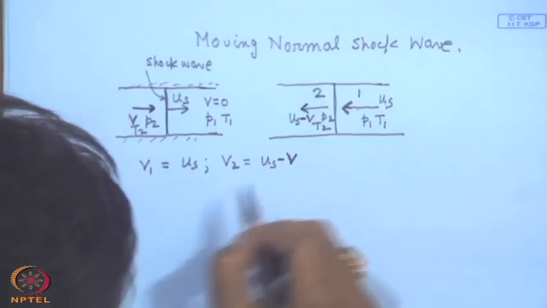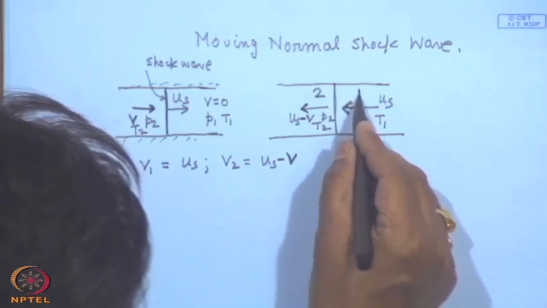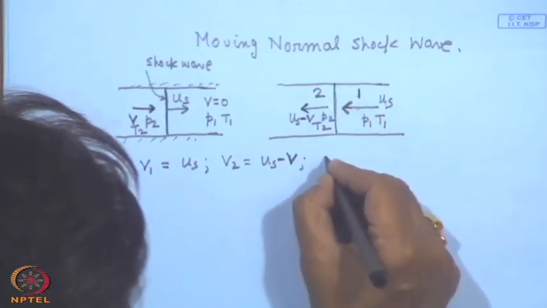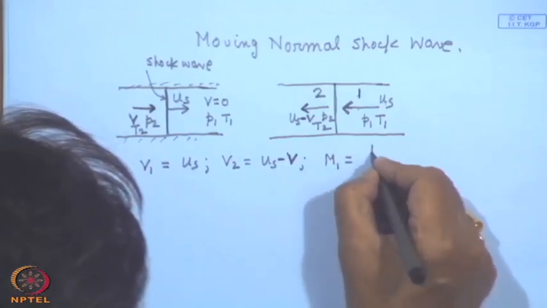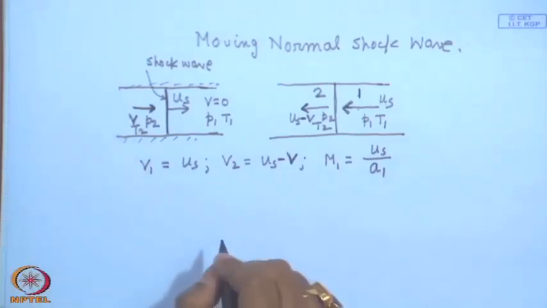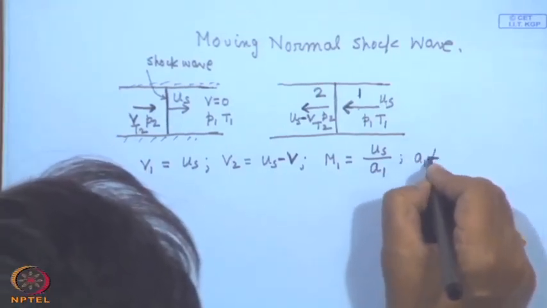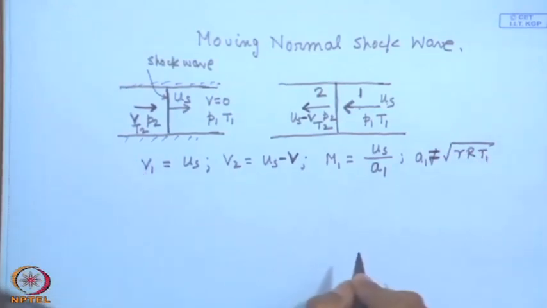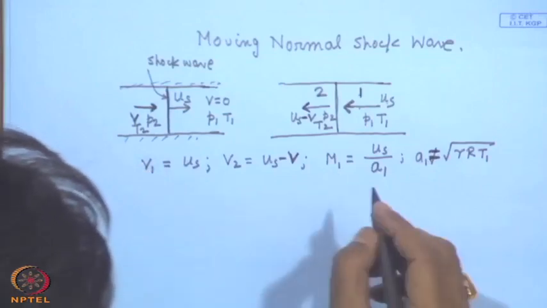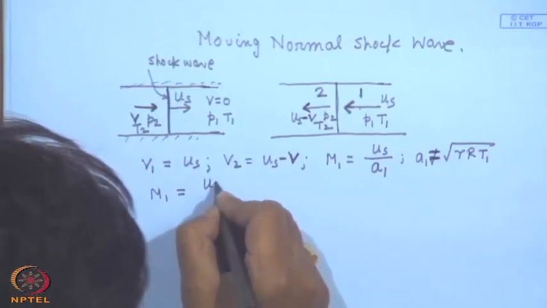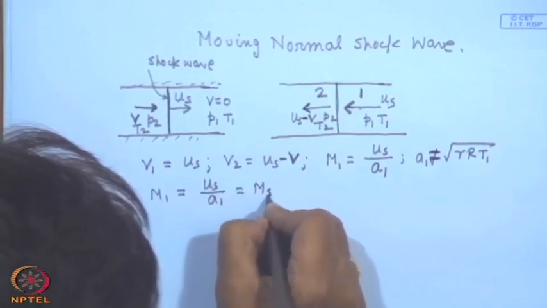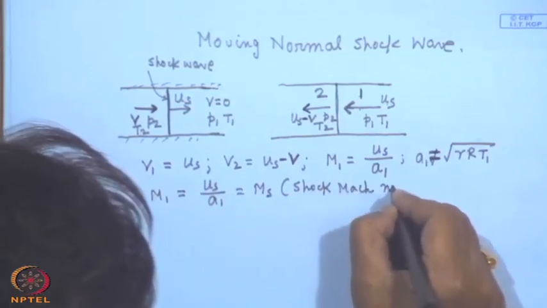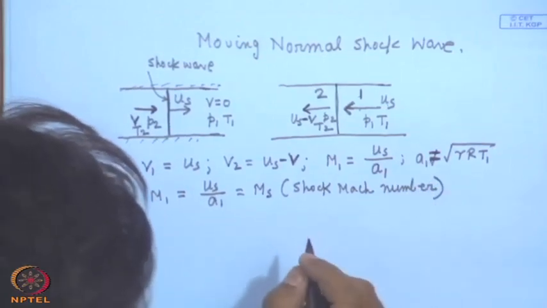Now if we define the Mach number at the inlet, that is upstream of the shock, then what is the Mach number? Here I can write the Mach number M1 as Us by A1, where A1 is the acoustic speed, A1 is root over gamma R T1. This M1 is Us by A1, which I am writing as Ms. This is just a definition, known as the shock Mach number, Ms.